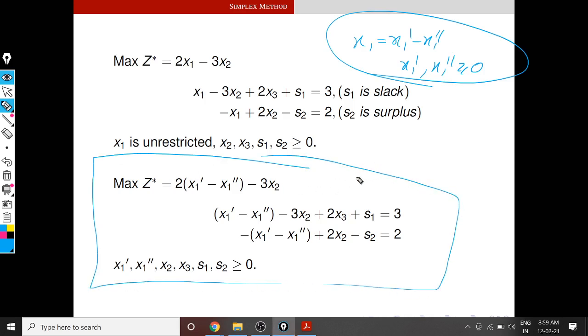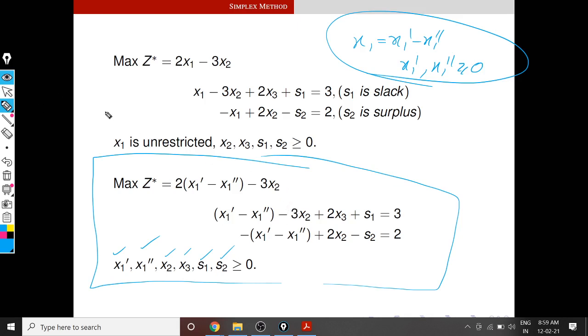Now everything is okay. The problem is maximization type. All the inequations are equations, and right hand sides are non-negative, and all the variables are non-negative. S1 is positive, S2 is positive. They are already given as non-negative, and the new variables we introduced are also non-negative. You got it? So this is the standard form of LPP. We can solve this type of LPPs using the simplex method.